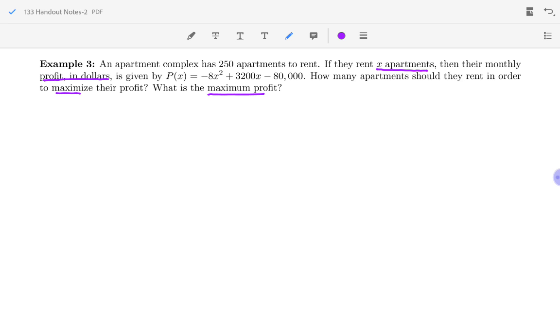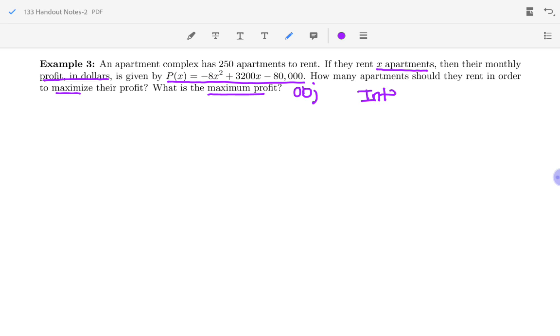How many apartments should they rent in order to maximize their profit, and what is their maximum profit going to be? So our objective is this function right here. This is what we want to maximize. There's the function we're going to take the derivative of and set equal to 0. And then we also need to figure out our implied domain, or our interval of interest.